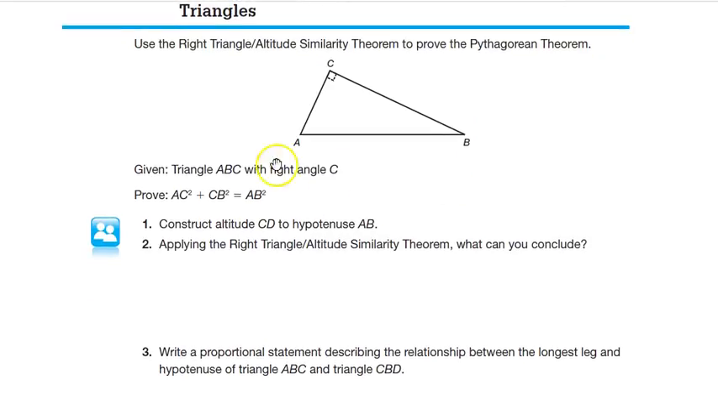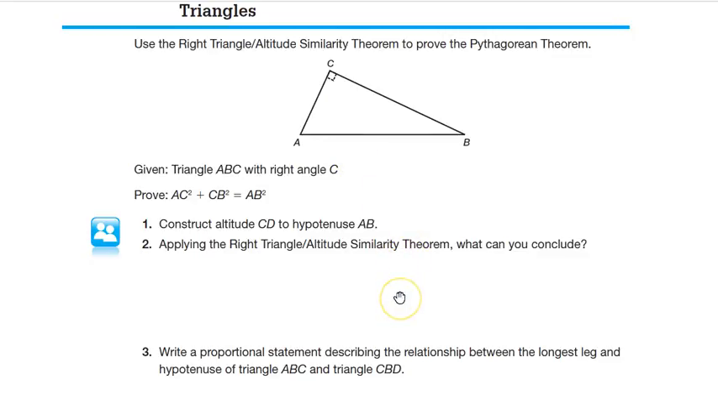So here we say, okay, we've got a right triangle ABC, and you want to prove that the square of AC and the square of BC, if they sum together, are equal to the square of AB, which is the hypotenuse. The first thing it's telling you to do, you just follow the instructions here, is construct an altitude CD to the hypotenuse AB. So here's your altitude from C, you're going to construct it down here to D.